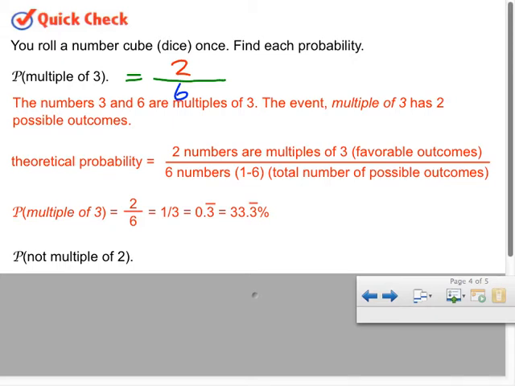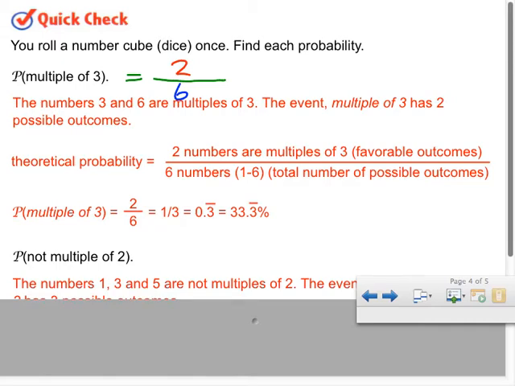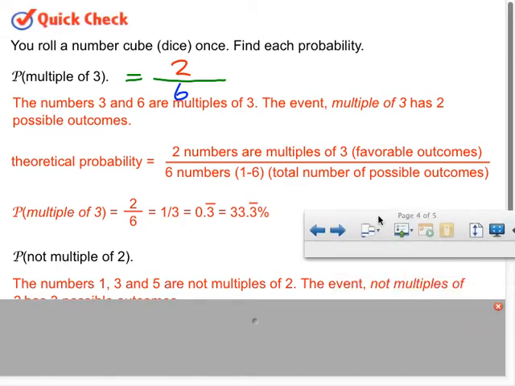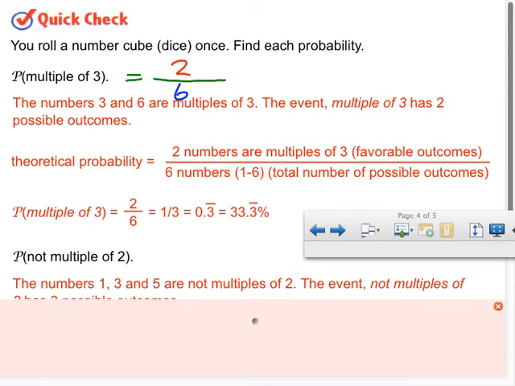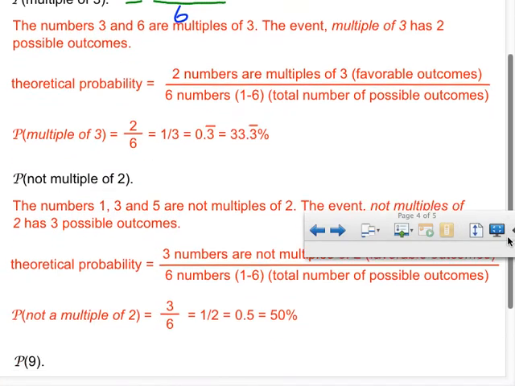Go ahead, work this one out. Lorbo, what do you think it is? 3 out of 6. What numbers would I need to roll? What would the numbers be that are not multiples of 2? 1, 3, and 5. Very good. So that means you have 3 favorable outcomes, out of what are my total possible outcomes? 6 again, doesn't change. Okay.